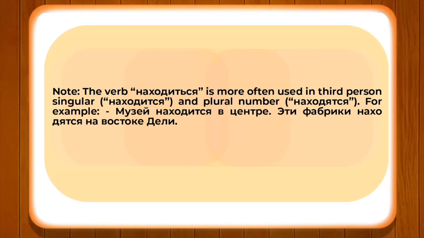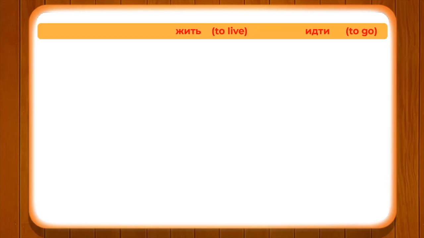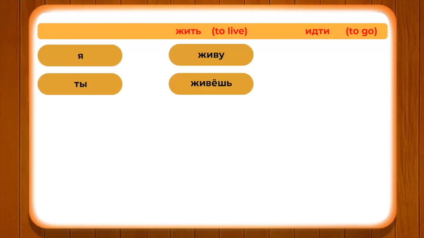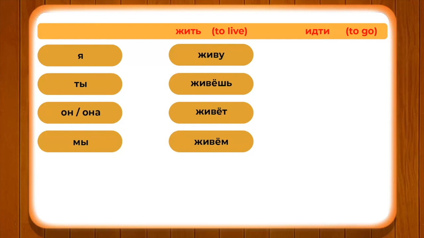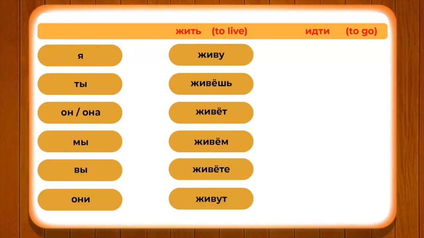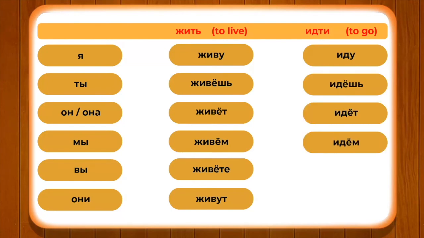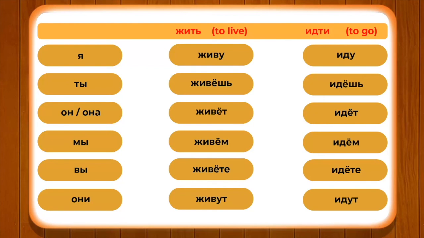So now let's pay attention to some of the verbs which we have used in this text. We have two verbs, жить and идти. Жить we already know means to live, and идти means to go. Now quickly see the conjugation of these two verbs. For жить, я живу, ты живёшь, он, она живёт, мы живём, вы живёте, and они живут. Whereas in case of идти, я иду, ты идёшь, он, она идёт, мы идём, вы идёте, and они идут. So you can also use these conjugated forms as per the requirement of the sentence. For example, где живут ваши родители?